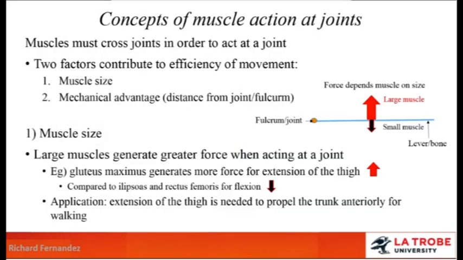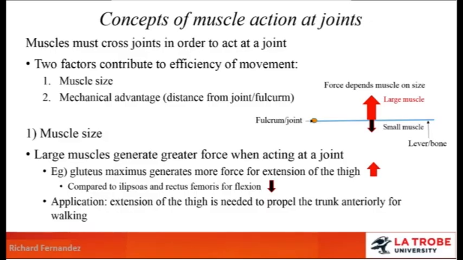Now when we consider the concepts of muscle action at joints, the most important thing we need to remember is that a muscle must cross a joint in order to act at that joint. There are two main factors that would contribute to the efficiency of how muscles would act at a joint. And those are the muscle size and the mechanical advantage, also known as the moment arm. When we consider muscle size, we should appreciate that the larger the muscle is, the more force it can generate due to its larger cross-sectional area and greater number of myofilaments.